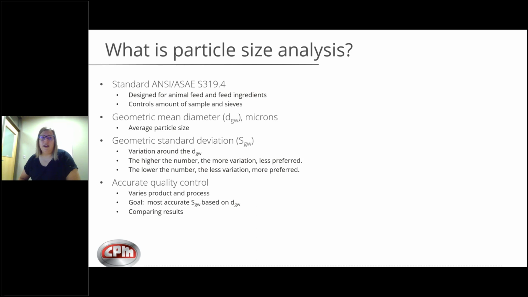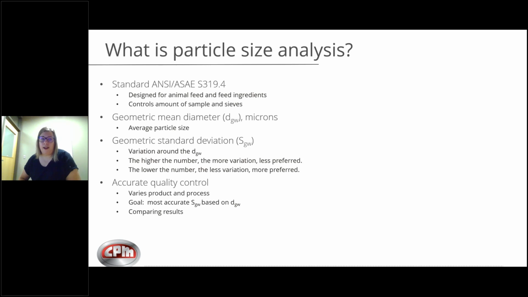So the higher the standard deviation indicates the more variation, and this is usually less preferred, whereas the lower this number, the less variation, and this is more preferred. So keep in mind that the lower the standard deviation, it may be preferred, but it's not the most accurate.